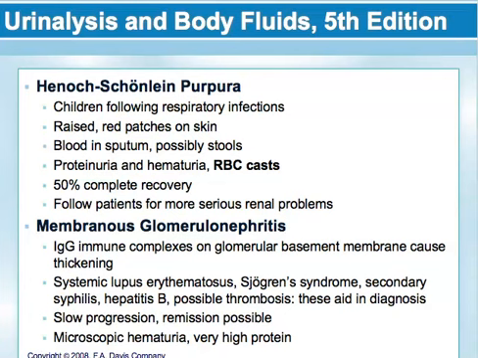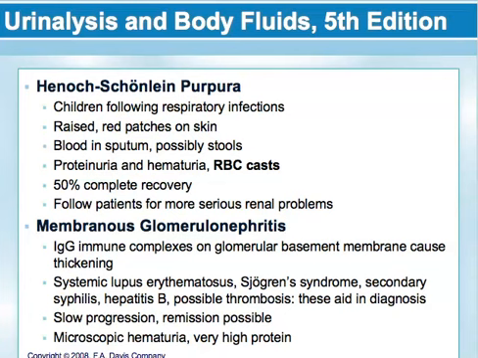Next is membranous glomerulonephritis, where you've got IgG immune complexes that deposit in the glomerular basement membrane, which causes thickening of the membrane. This disorder is associated with lupus and Sjogren's syndrome, which is a condition that causes the mouth and eyes to become very dry. It's also associated with secondary syphilis and hepatitis B.